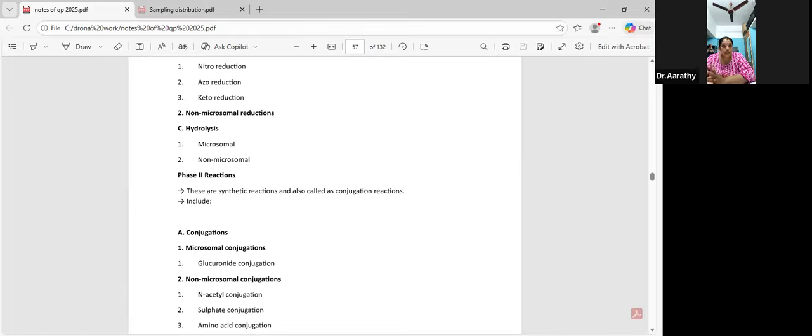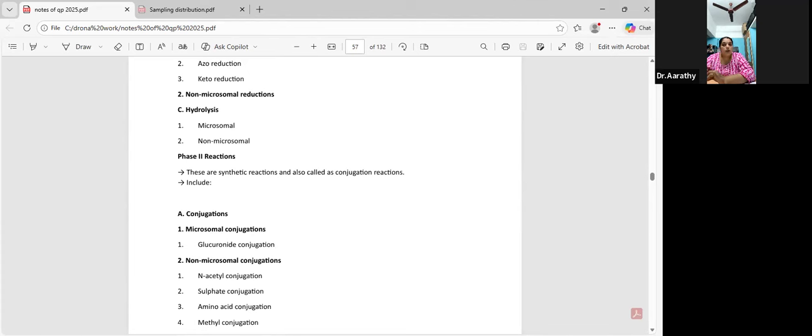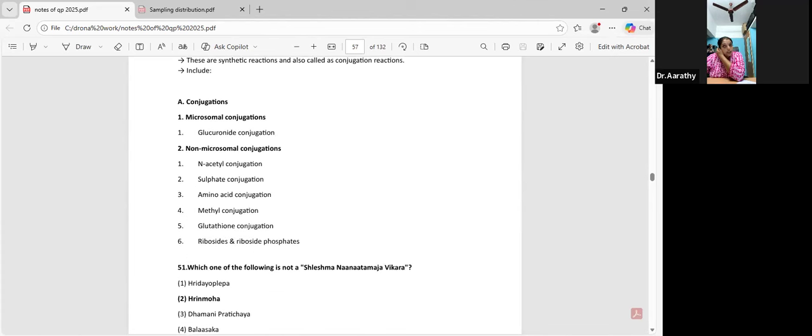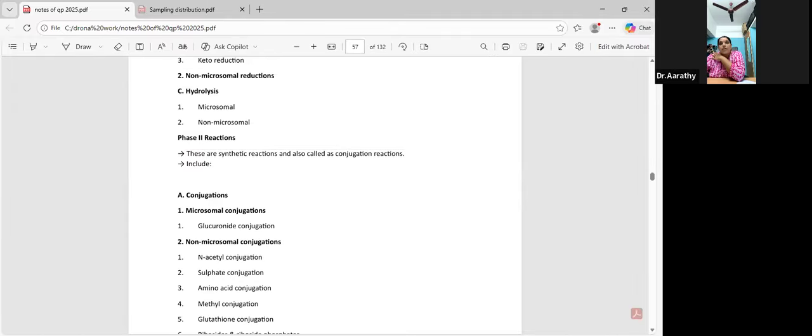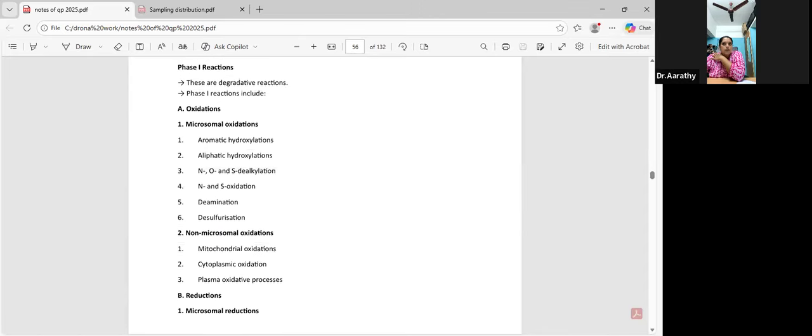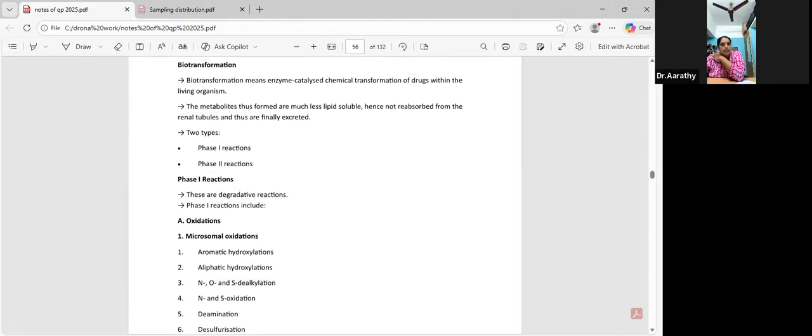These are synthetic reactions and are also called conjugation reactions. In conjugation, it can be microsomal or non-microsomal conjugations, and there comes methyl conjugation, glutathione conjugation, amino acid conjugation, etc. So just go through the processes alone. Be familiar with the names.